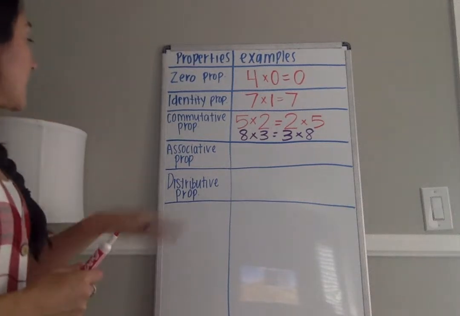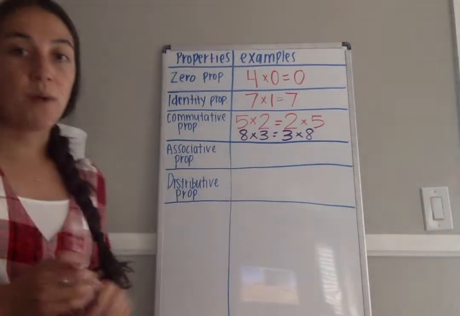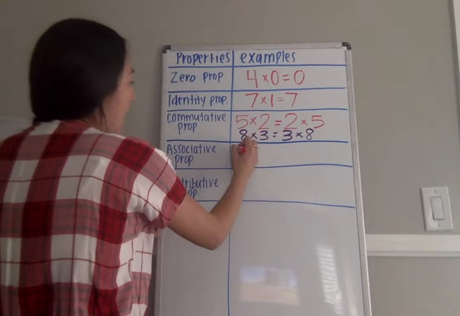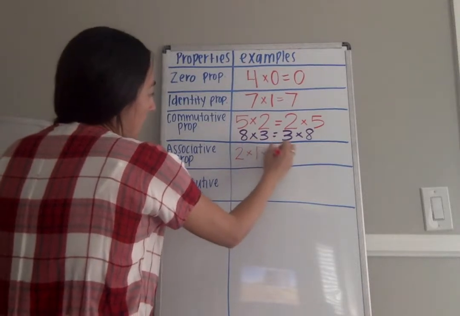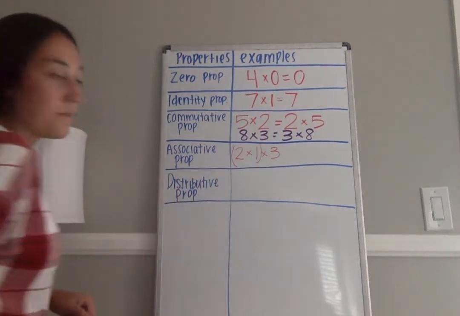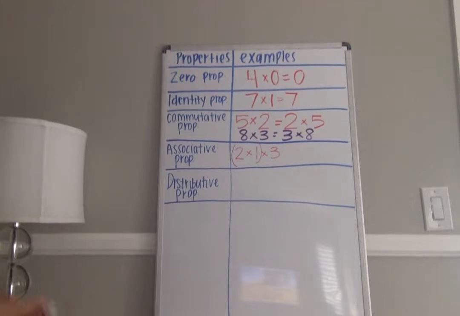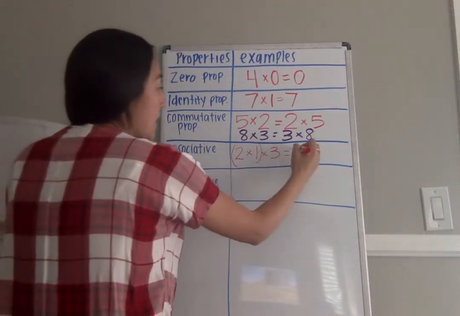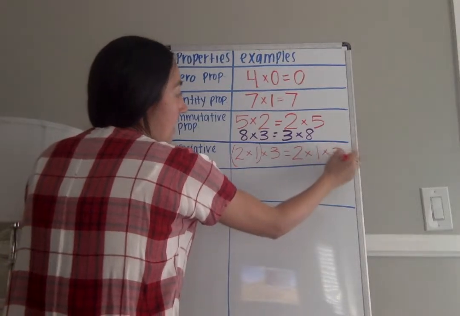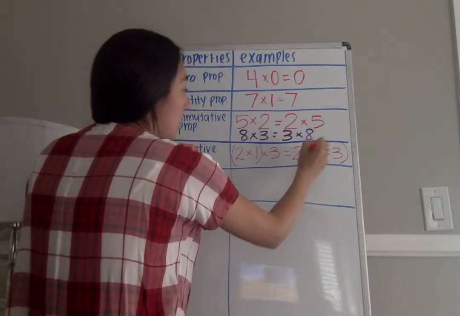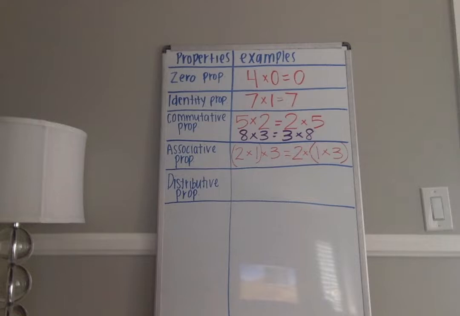The associative property of multiplication is when you have 3 numbers and you multiply them together. So let's say I have 2 times 1 times 3. I'm going to put parentheses around 2 times 1. Remember, parentheses help us determine the order that we multiply in. Well, the associative property says that this same equation, 2 times 1 times 3, you can write it again, and it would still stay the same if you put the parentheses around 1 times 3.